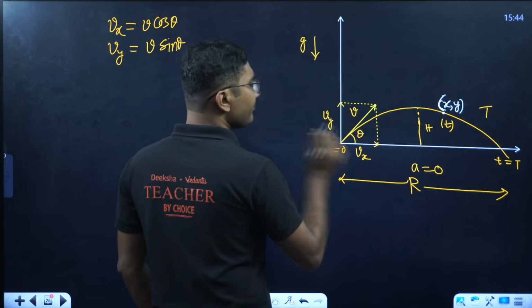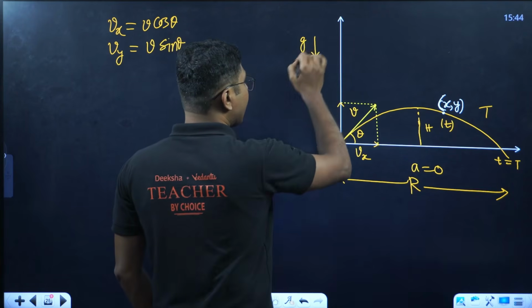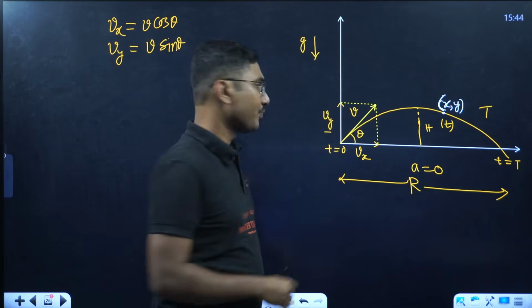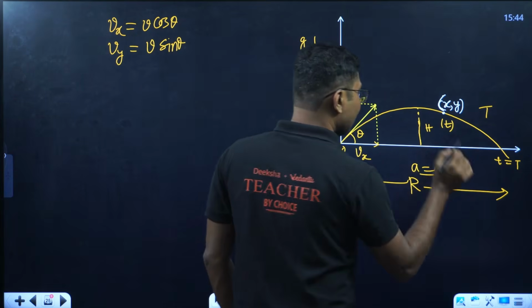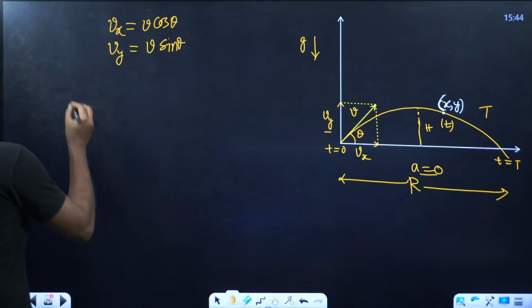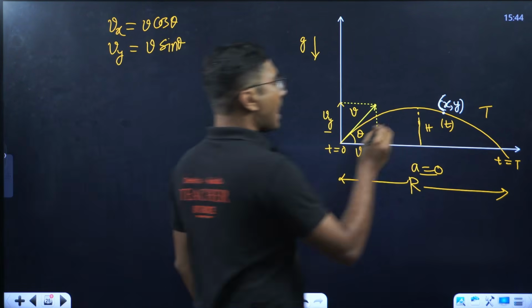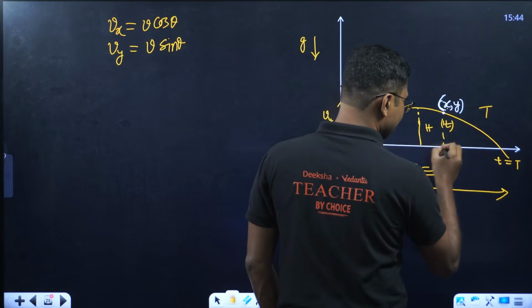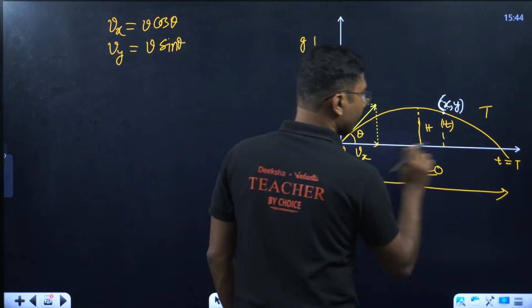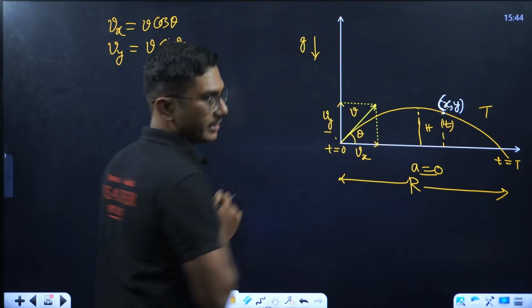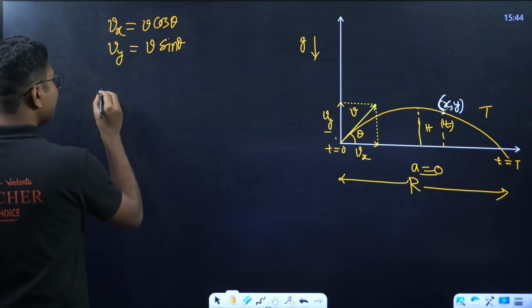So Vx and Vy we have calculated. The gravitational acceleration is only acting in the y direction. Along the x direction, acceleration is 0. So we will use the equation of motion. Suppose at this distance, x is this distance, right? Horizontal distance traveled. And y is the vertical height traveled.